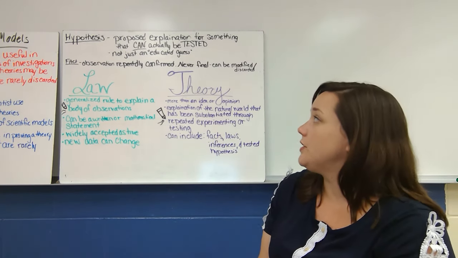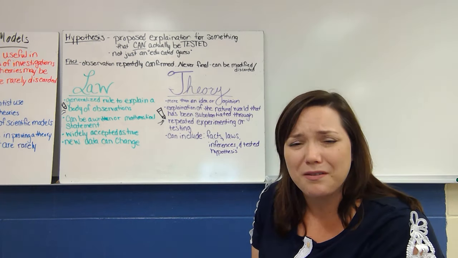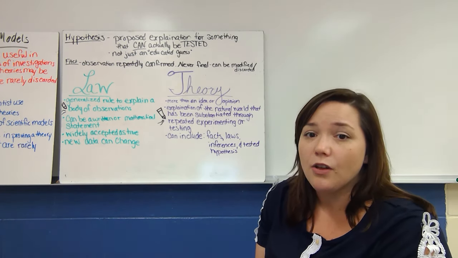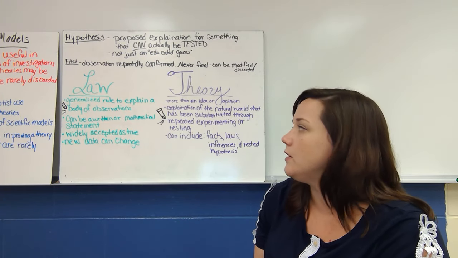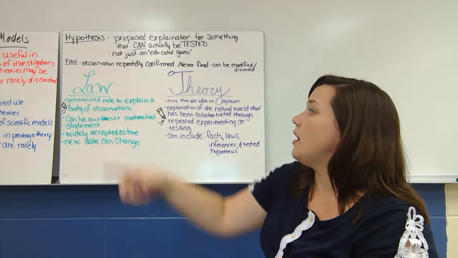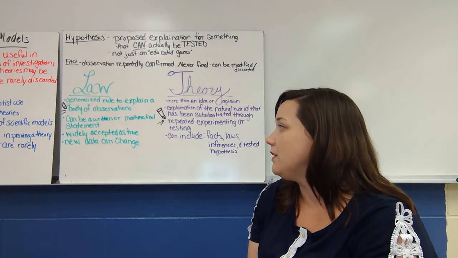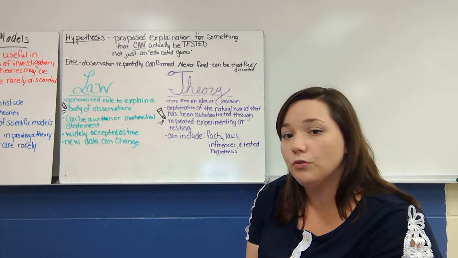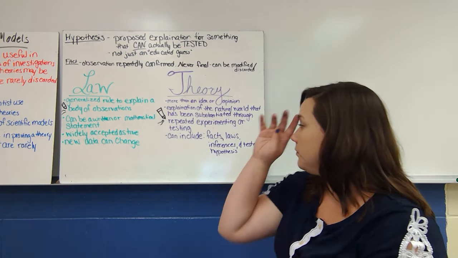Facts are observations that are repeatedly confirmed. They're never final. There are a lot of things that we used to think were facts that we know now are not. And they can be modified or discarded, thrown out, if they no longer make sense based on new data. Please write down the definition of law. A law is a generalized rule to explain a body of observations. It can be written or a mathematical statement. It is widely accepted as true, and new data can change a law.